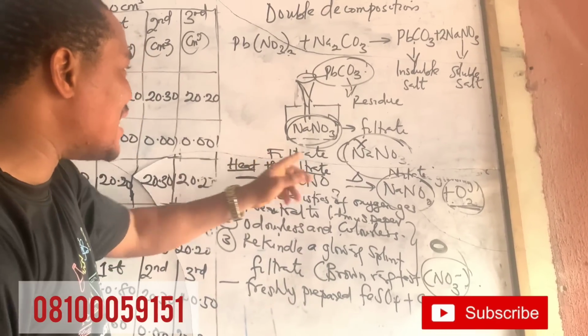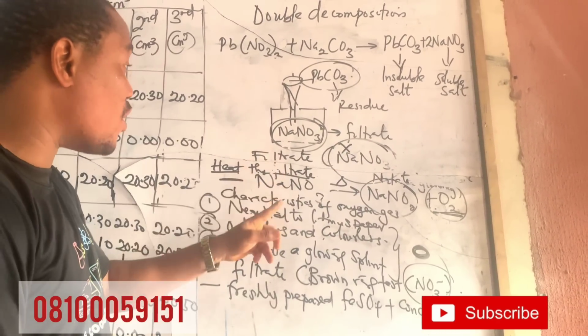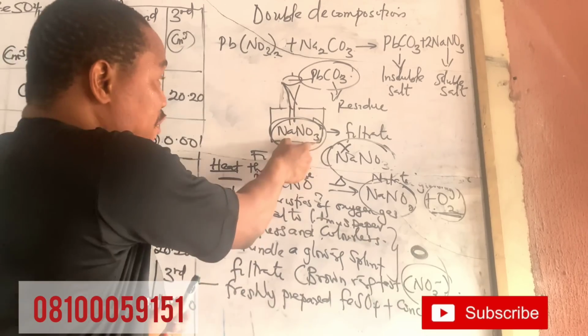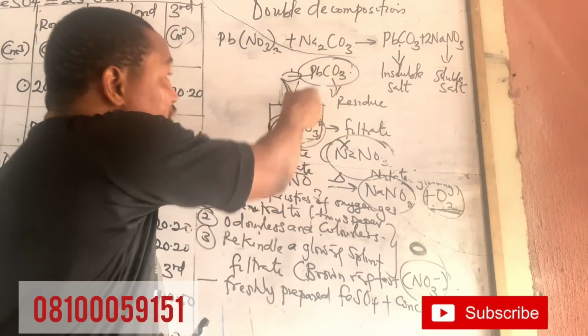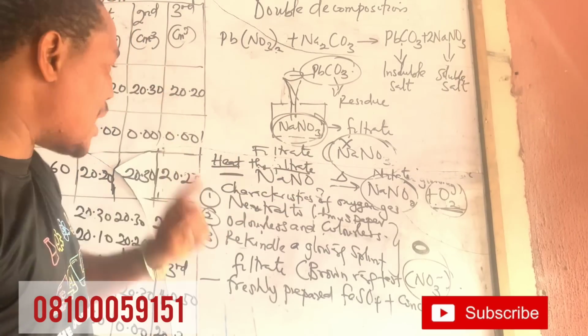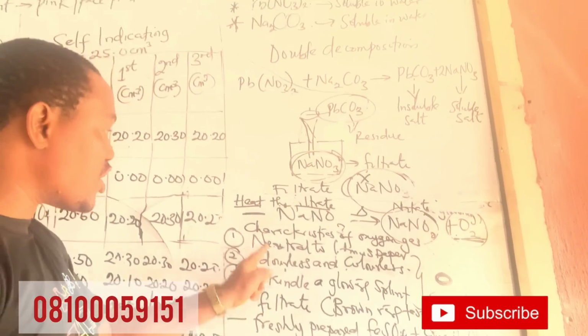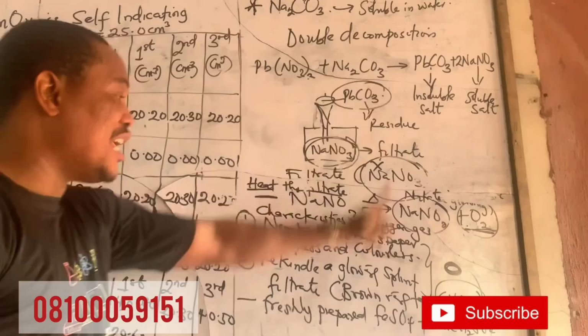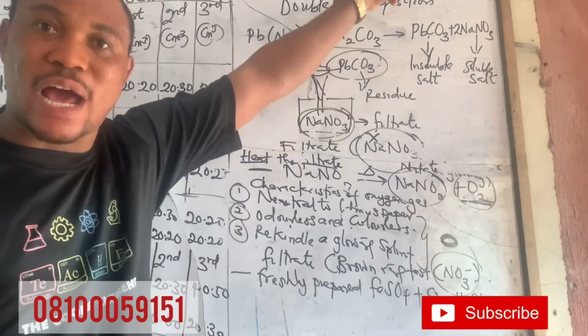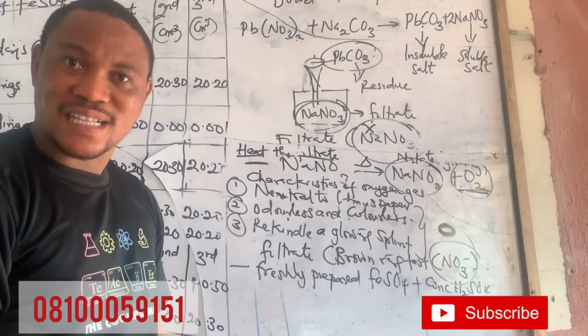So if I see on that day that they said filtrate plus heat, we already know the filtrate. This will be the filtrate, so this will be the residue. So immediately I see filtrate plus heat, I already know my observation. My observation will be an odorless and colorless gas evolved, which is neutral to litmus paper and rekindles a glowing splint. So what we now write in my inference is: oxygen gas is present. I don't know if you are getting that. So that's what I write.